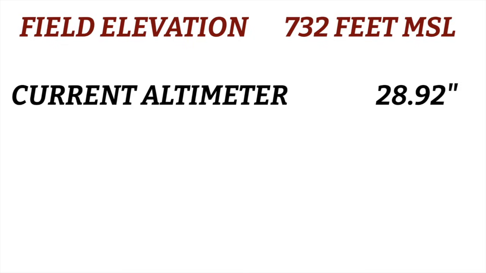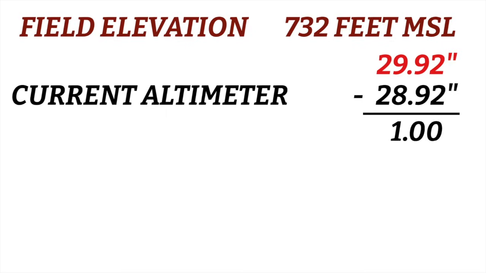To find your pressure altitude, all you need to do is take the standard altimeter setting, which is 29.92 inches of mercury, and subtract the current altimeter setting from that. Now, keep in mind, sometimes this number will be negative, and that's completely normal. In this example, our answer is 1.00.